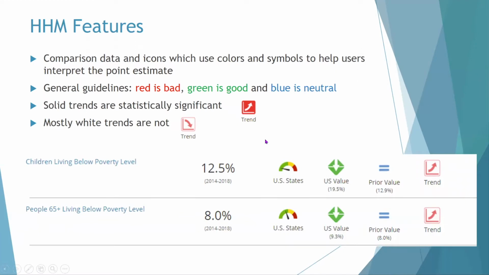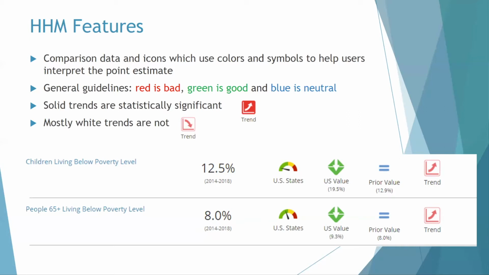So here we have information about children and senior citizens who are living below poverty level. In the first indicator, 12.5% of children in Hawaii live below poverty level. In parentheses, you can see that this measurement is from 2014 to 2018. The gauge, which you might not have seen before, shows where we fall in comparison with the distribution of children living in poverty in the US. So the green piece is the top 50%. So these are the lowest states. So we're among the lowest.